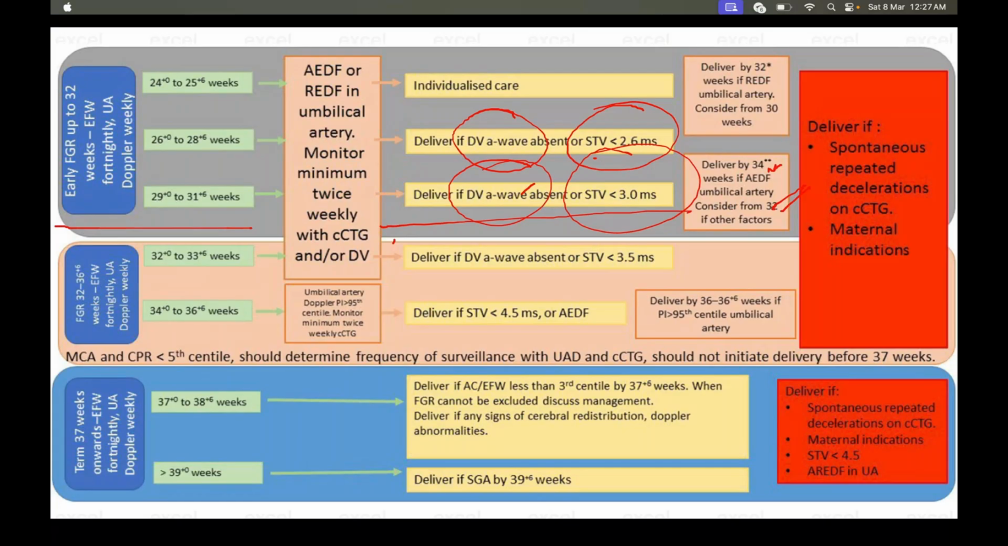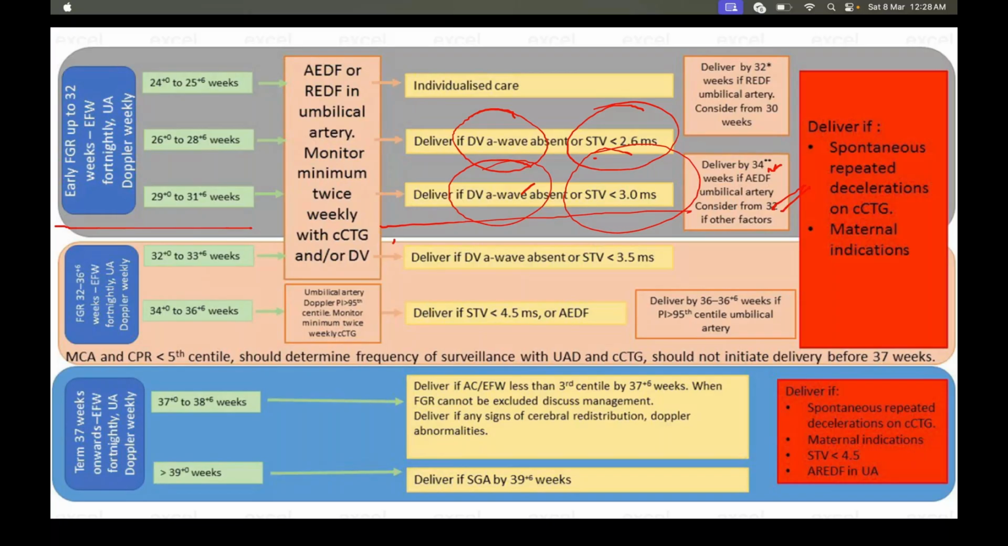But I don't think they will ask you these values. If you can remember, it's simple to remember also: 2.5, 3, 3.5, 4.5. But you will not get a question asking the values of STV at the gestation. So what you need to remember is, less than 32 weeks, decide delivery based on the doctor's diagnosis.